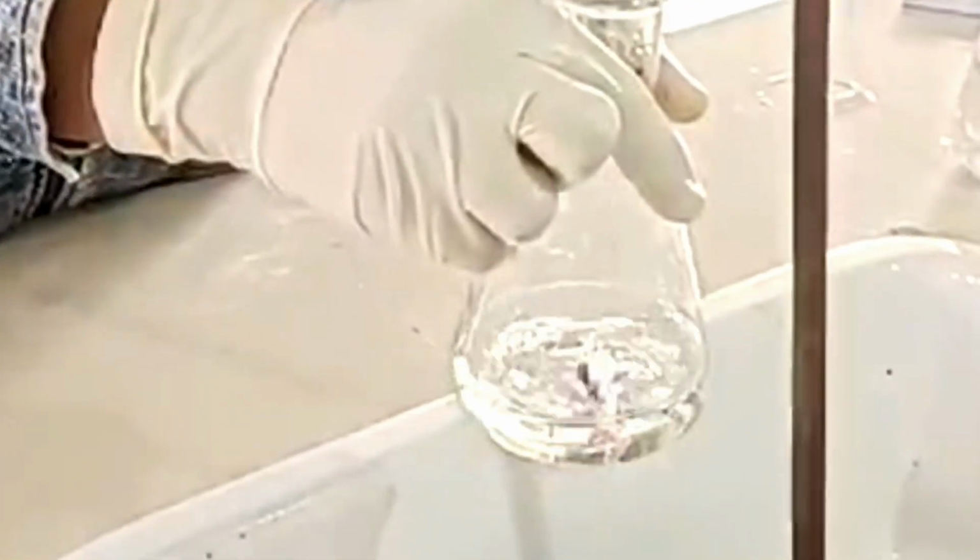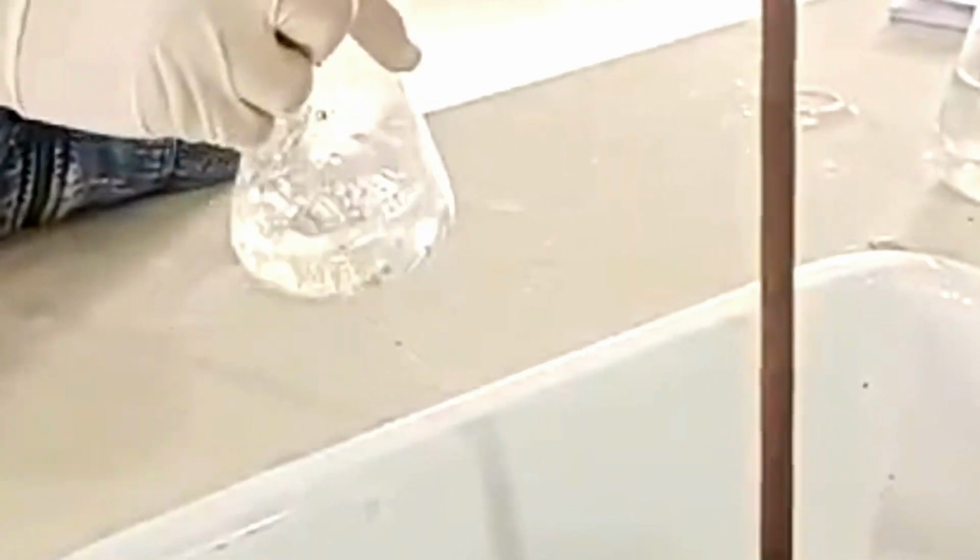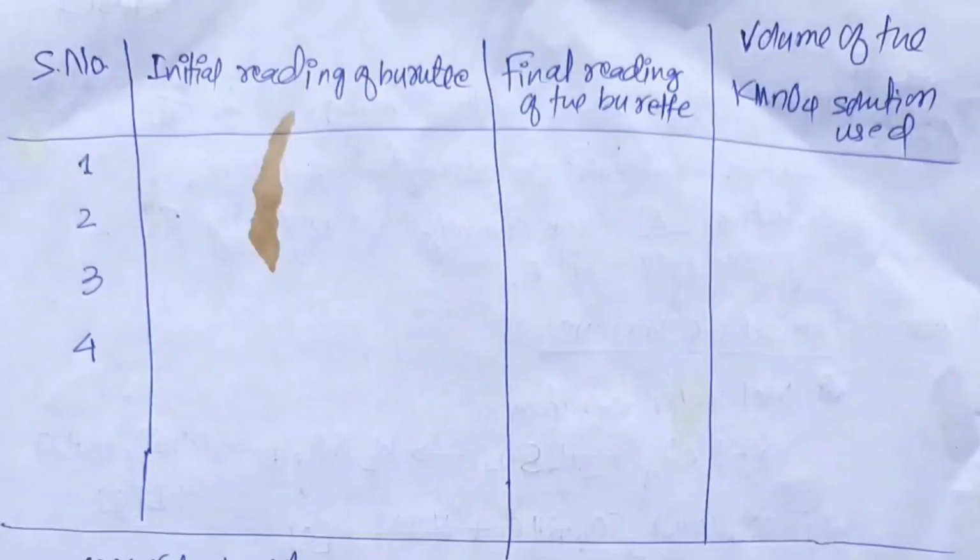It will take time, so you have to continuously stir in this way until the permanent pink color appears. See, the permanent pink color will come after a few minutes. After the permanent pink color comes, you note the observation of the point at which it has come.